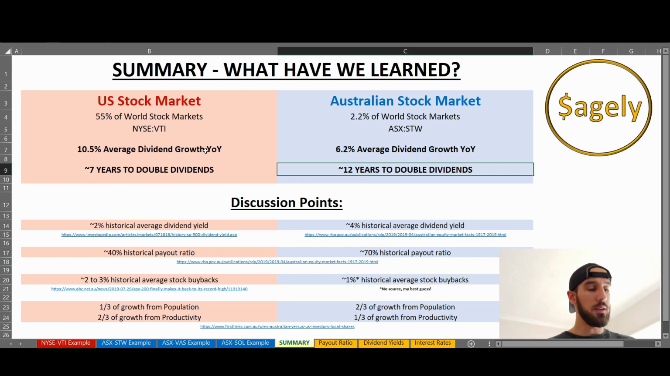Point number 2 is that dividend investing will make you very wealthy one day. And if you stick to it, if you're consistent and you don't get led astray by other people's opinions about where you should be putting your money, and you stick to your dividend investment strategy through low-cost index funds like VTI, STW, and VAS, you'll come out on top. I'll give you an example right now off the bat.